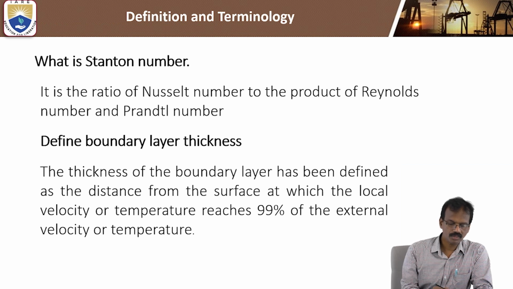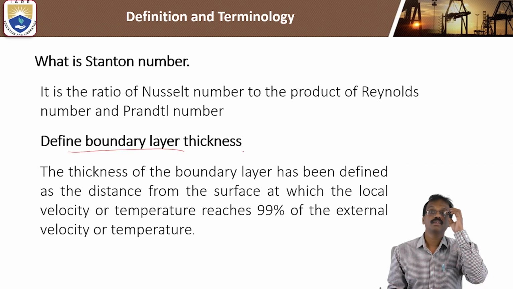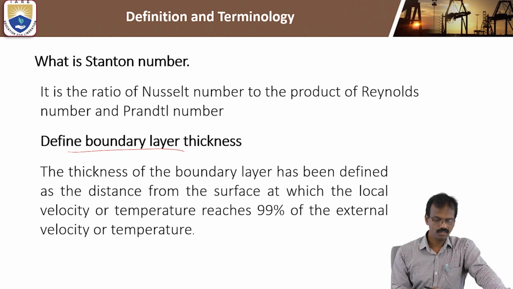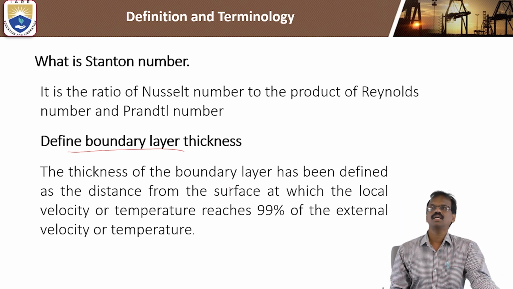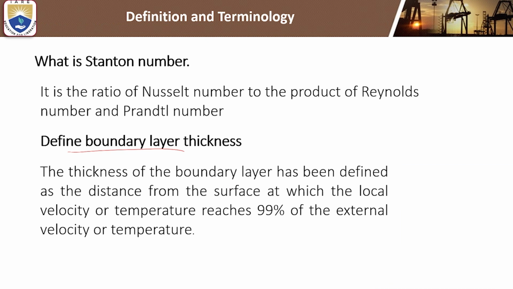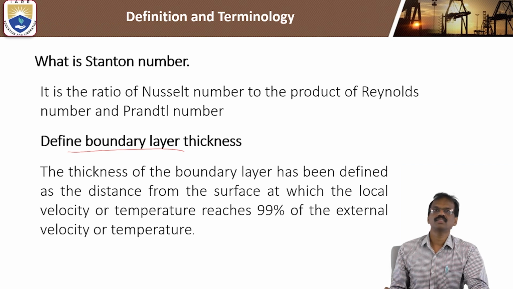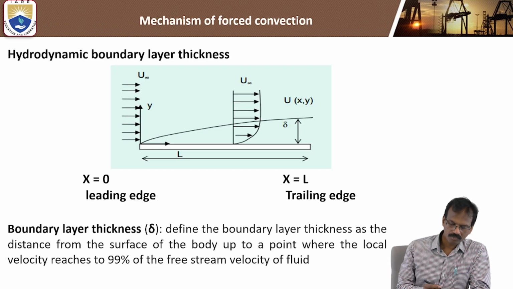Okay, so next we'll see boundary layers. Define the boundary layer thickness. So this is the definition. The thickness of the boundary layer has been defined as the distance from the surface at which the local velocity or temperature reaches 99 percent of the external velocity or temperature. You can understand it here. This is the velocity profile, this is the stream, this is the solid surface, and fluid is flowing on the solid surface.